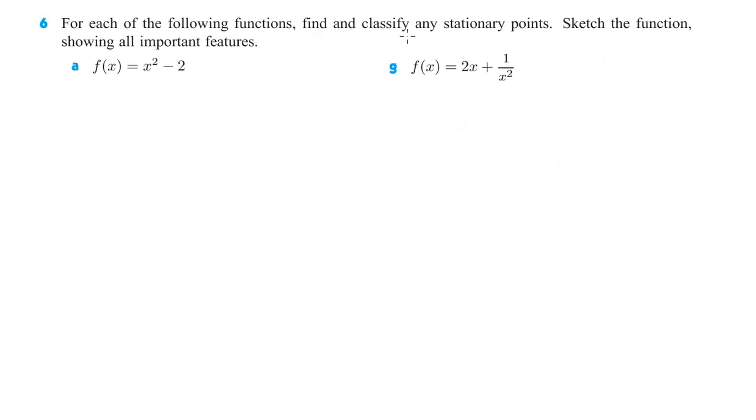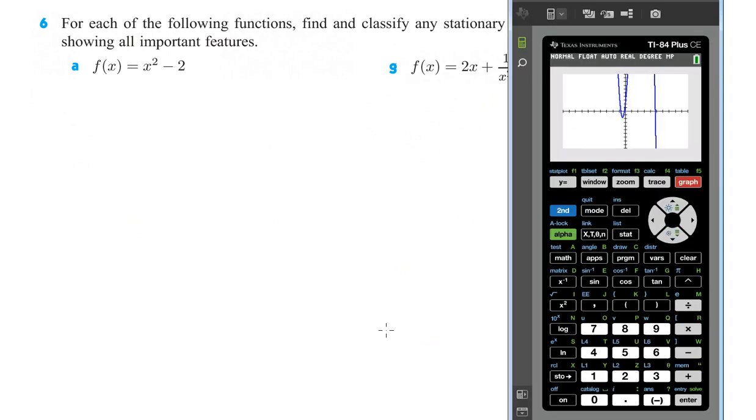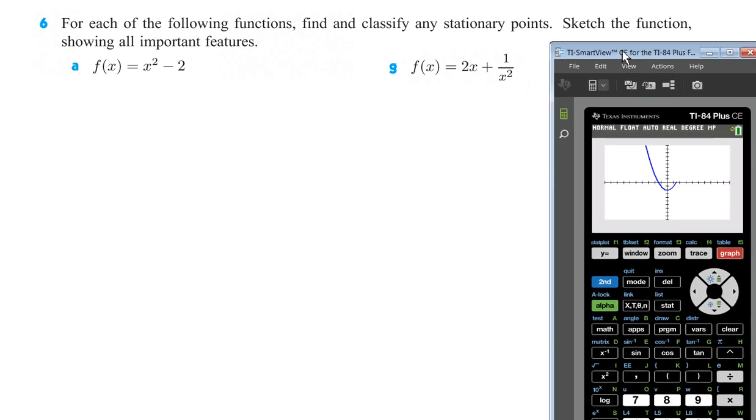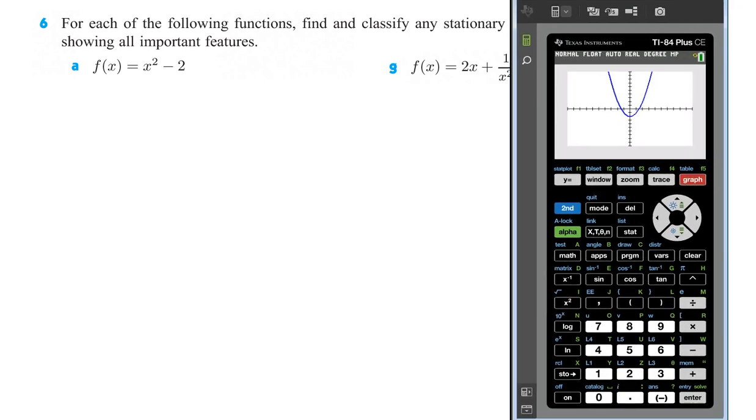Number 6, for each of the following functions, find and classify any stationary points. Sketch the function showing all important features. So let's do the smarter, not harder version of this. We've got x squared minus 2, and we're going to graph that thing. Find and classify all stationary points. Sketch the function showing all important features.